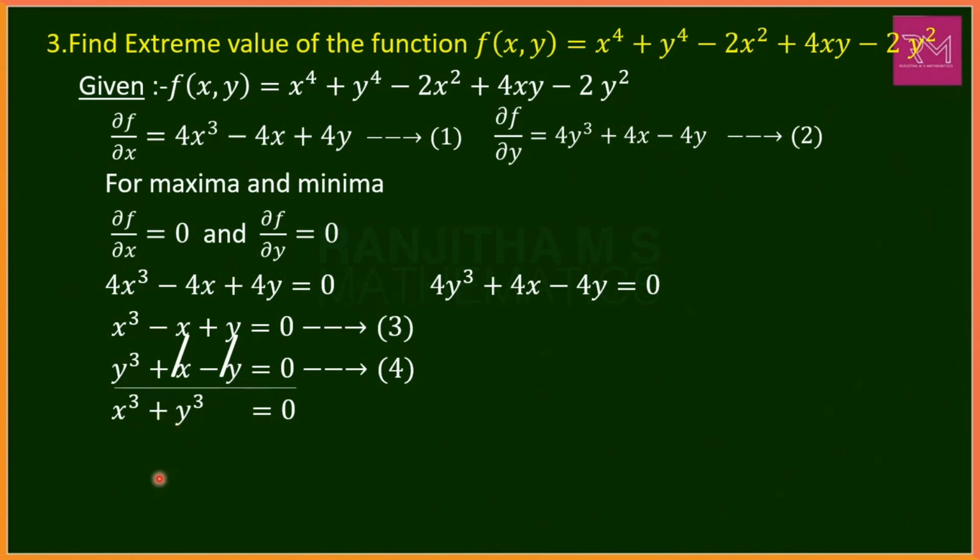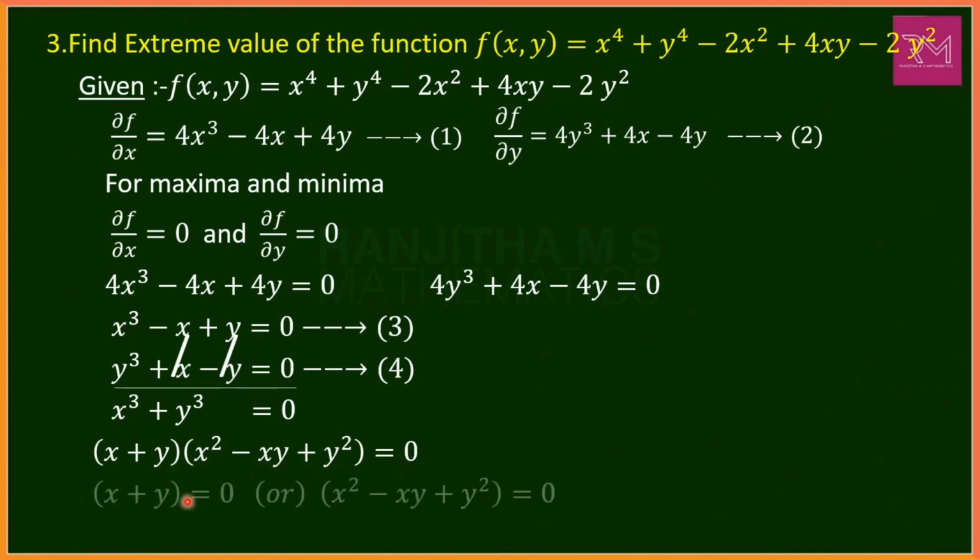We know that the a cube plus b cube formula is a plus b into a square minus ab plus b square. Here we have applied this formula, that is x cube plus y cube is x plus y into x square minus xy plus y square is equal to 0. Here x plus y into x square minus xy plus y square is equal to 0. This implies x plus y is equal to 0 or x square minus xy plus y square value is equal to 0.